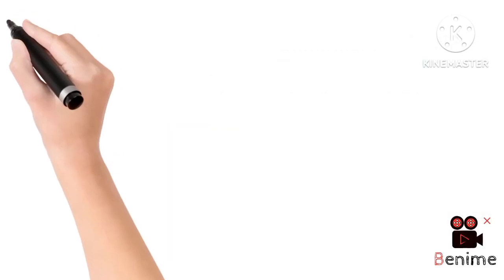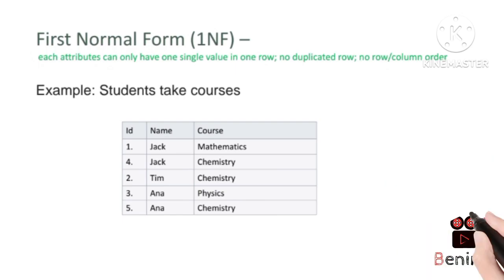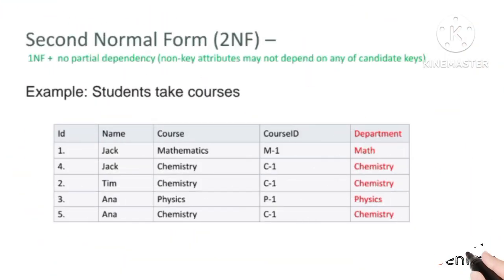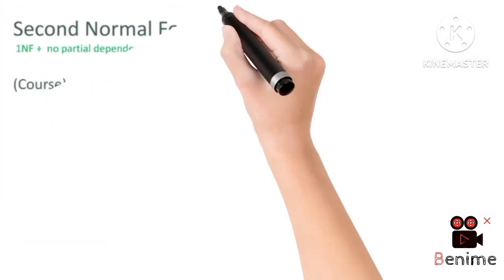Now, moving on, we are going to see the first normal form, which says each attribute can only have one single value in one row, no duplicated rows, and no row or column order, meaning there will be no order for rows and columns. Second normal form says first normal form plus no partial dependency. Non-key attributes may not depend on any part of the candidate keys.